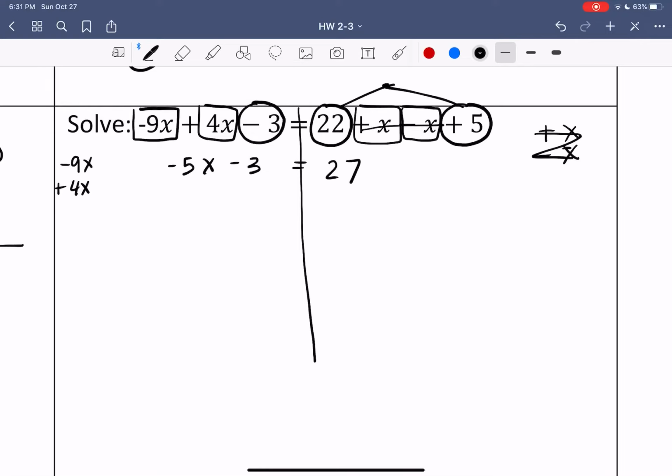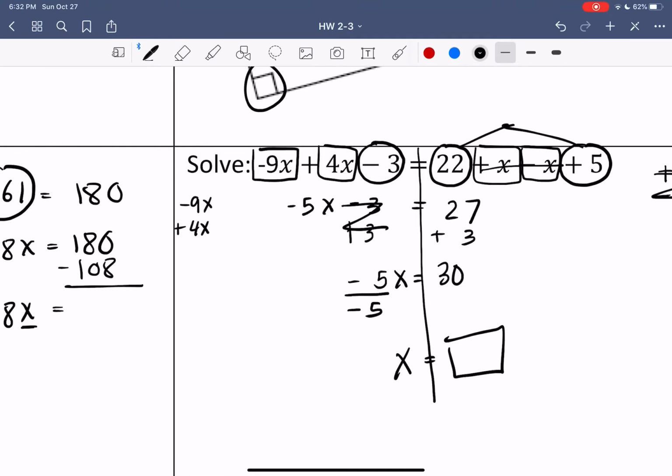So from here, we will have to add 3 to both sides, and then this will 0 out, we'll be left with negative 5x equals 30. And then our last step will be to divide, and remember to divide both sides by negative 5. And then you'll be left with your answer.